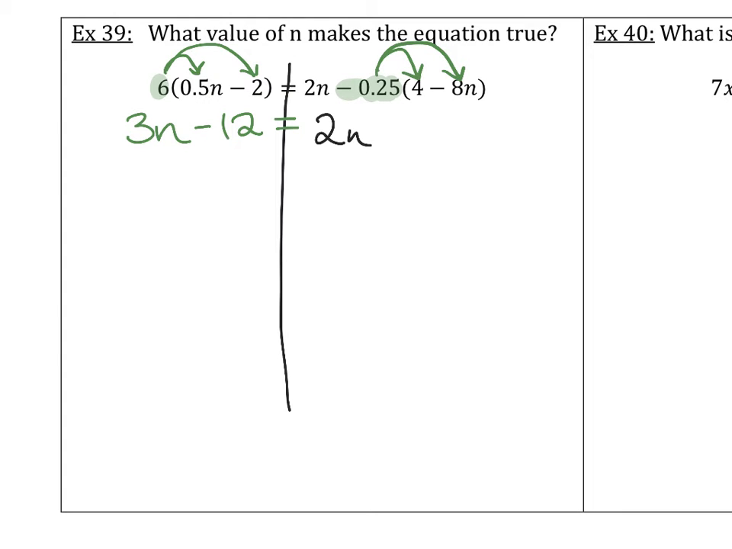What's negative 0.25 times 4? Negative 1. You are correct, it is negative 1. And what's negative 0.25 times negative 8? Negative 2. It should be positive. Positive 2, because negative times negative is a positive.